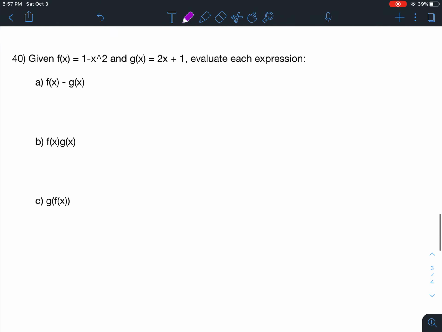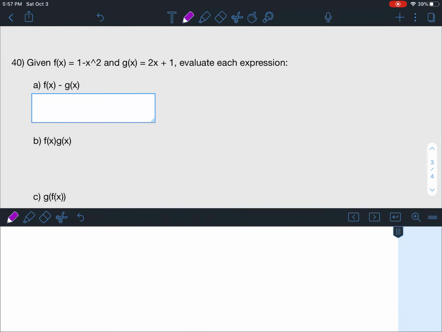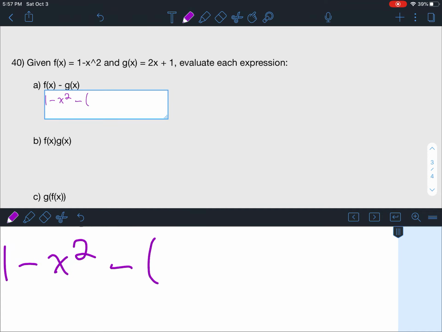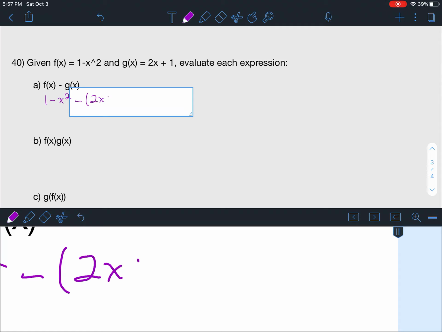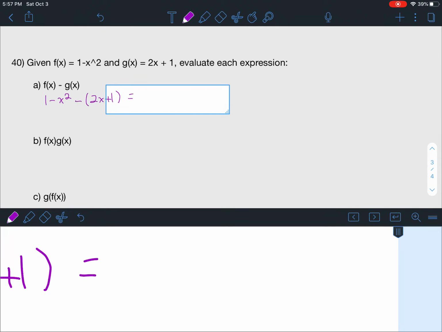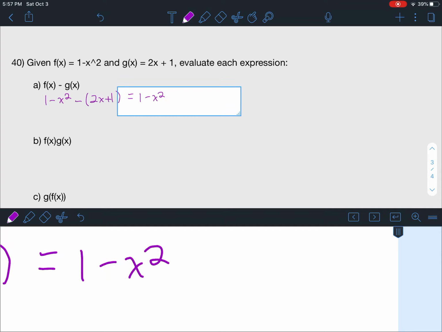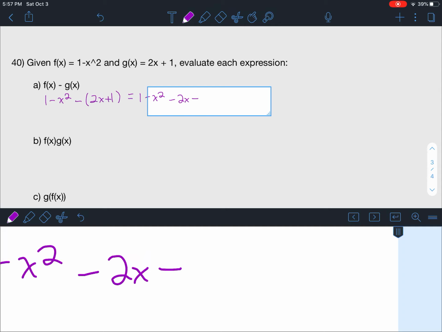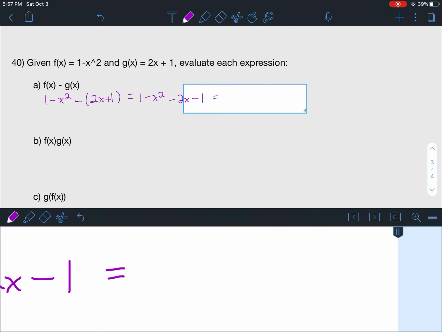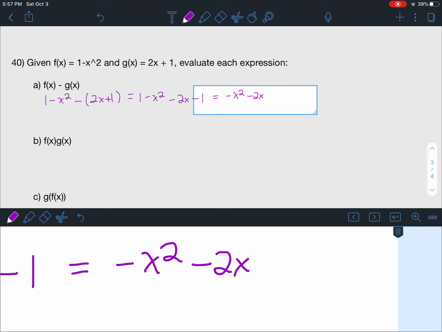Okay, the last question, number 40. Given f of x equals 1 minus x squared and g of x equals 2x plus 1, evaluate each expression. So for each of these following expressions, just substitute in the function definitions. F of x minus g of x. F of x is equal to 1 minus x squared, so this is 1 minus x squared minus g of x, which is 2x plus 1. And then simplify this. It's 1 minus x squared minus 2x minus 1, which is equal to negative x squared minus 2x. And that's the answer.